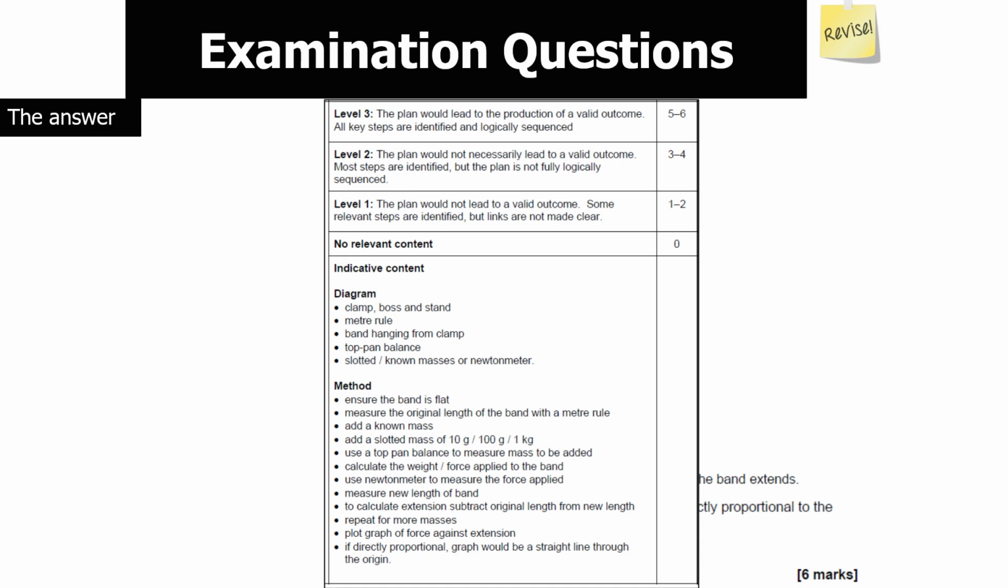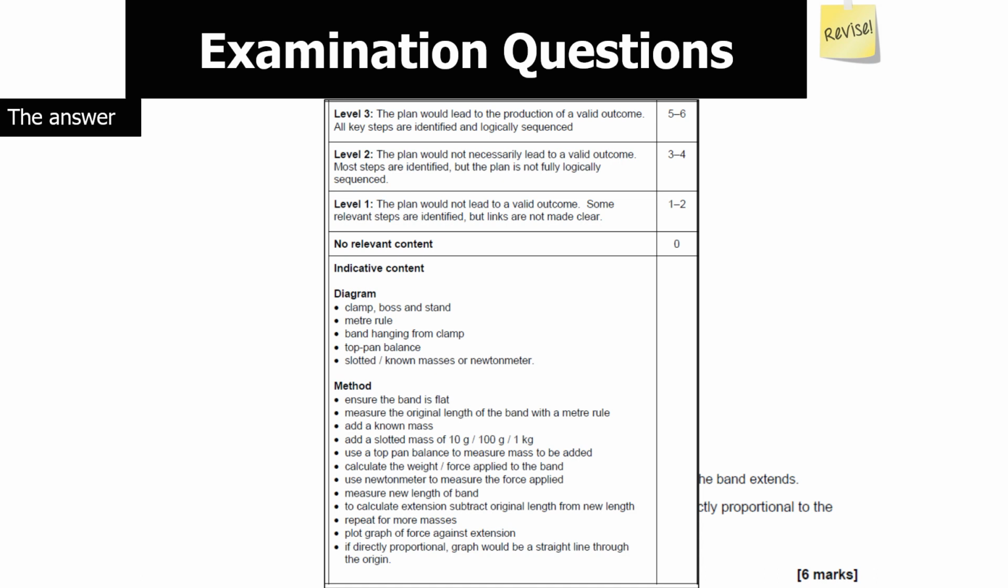You can then measure the new length of the band and then calculate the extension. Remember, it's force and extension we're looking at. So extension is going to be the new length minus the original length. You then repeat for more masses. Again, it's always good practice to state what values you will be using, and then you plot a graph of force against extension.